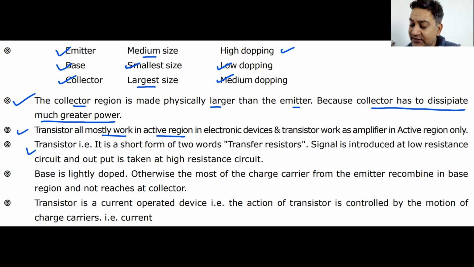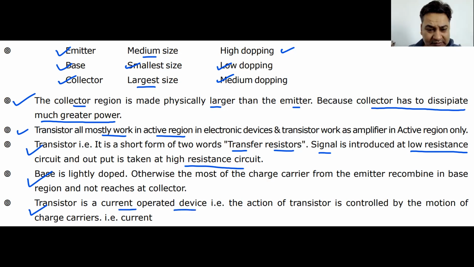Okay. Transistor consists of 2 words, transfer resistor. So it is a transferring resistor. Signal is introduced at low resistance. Do you remember this? Input side is low resistance and output is at high resistance. Do you remember this? Base is lightly doped. Transistor is a current operated device. This is just for your information. A question can come straight away from here. Will you remember this? Yes, sir.